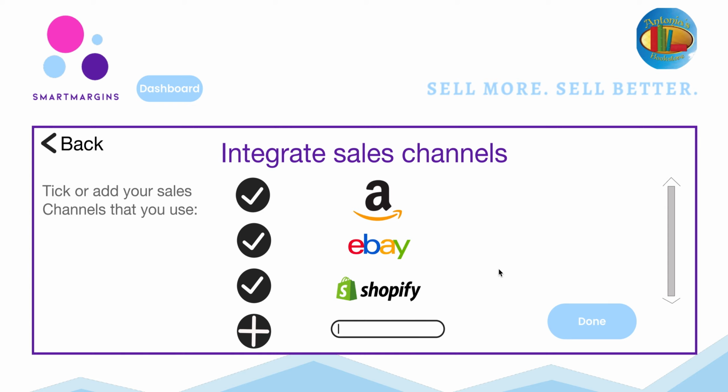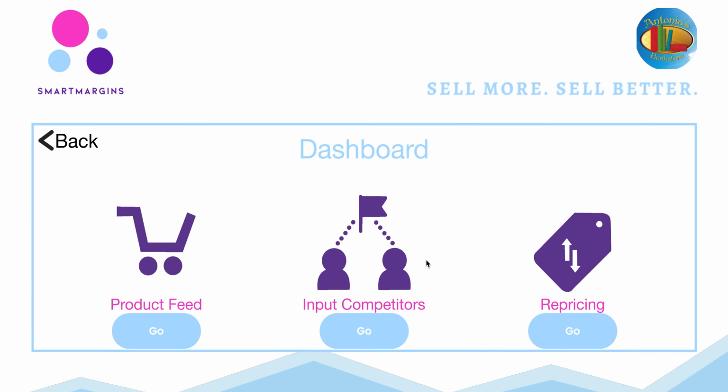Now for integrated sales channels. So we have the option for you to tick or add your sales channels. So we've Amazon, eBay and Shopify already listed, and then you can just add your own. Finally, we're on the dashboard where everything happens. You have the product feed, the input competitors and repricing.